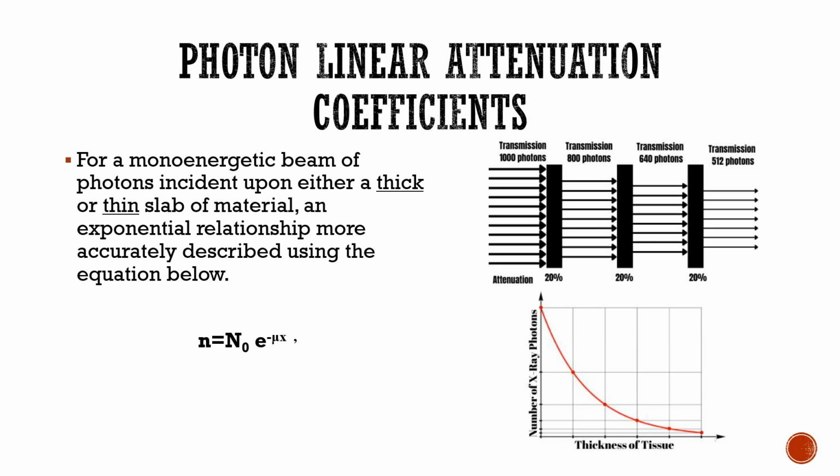Therefore, for a monoenergetic beam of photons that is incident upon either a thick or thin slab of a material, an exponential relationship more accurately describes using the equation below. N is equal to N naught e to the power of minus mu x, where of course capital N naught refers to the amount of photons that originally comprised the beam, to the exponential minus the linear attenuation coefficient of material, and x referring to the thickness of which the material traverses entirely.